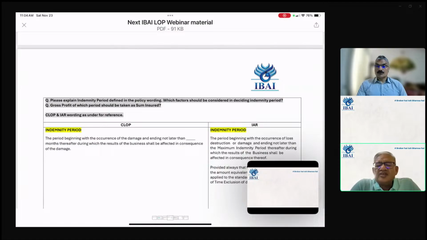So LOP is always a futuristic loss. So whatever loss I would have incurred from 1st January 26, that is after the end of the policy, because the loss has happened on 31st December 25, the last day of the policy. Hence, my results of the next 6 months till June 26 will be affected. So my sum insured should commensurate with the projected figures of the 26 calendar year.